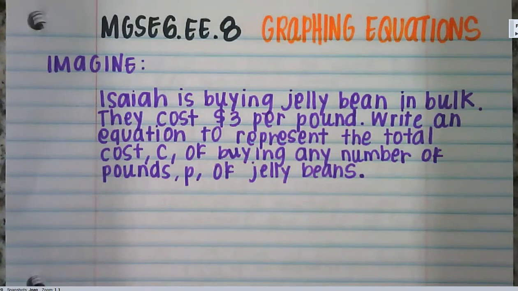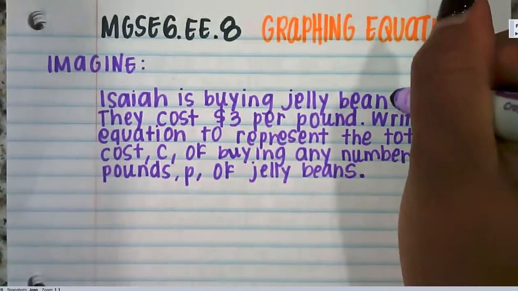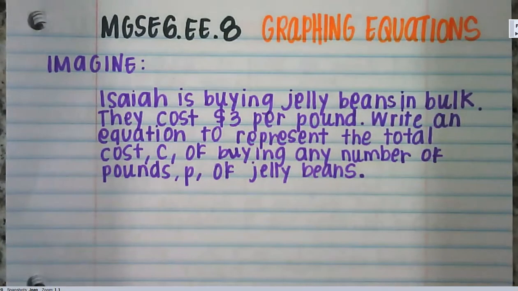So let's imagine Isaiah is buying jelly beans in bulk. They cost $3 per pound. So each pound, he's weighing it and he's sharing it with a whole bunch of people. So he wants to get a lot of jelly beans. They cost $3 per pound. So write an equation to represent the total cost, C, of buying any number of pounds, P, of jelly beans.